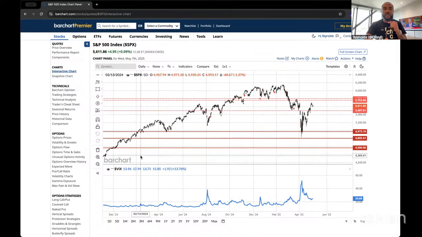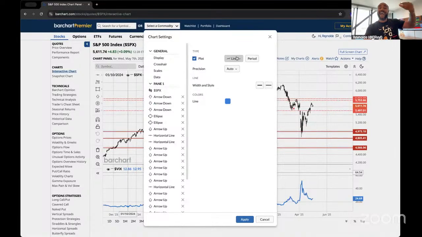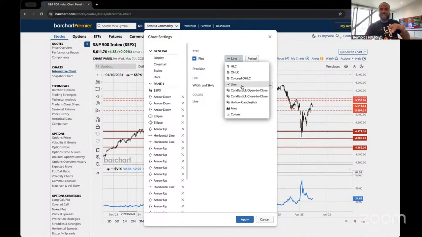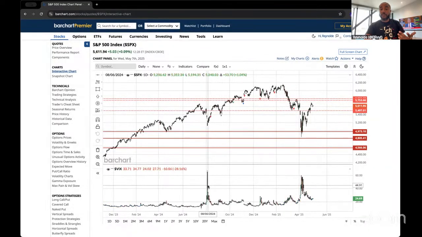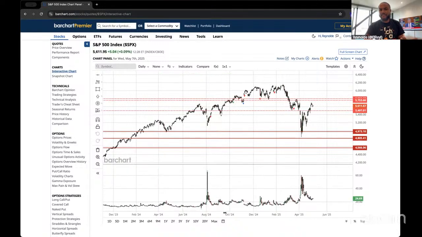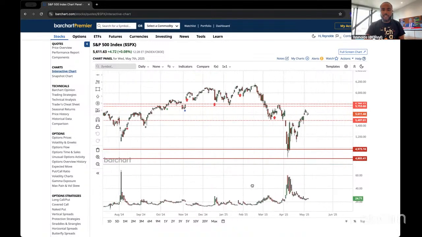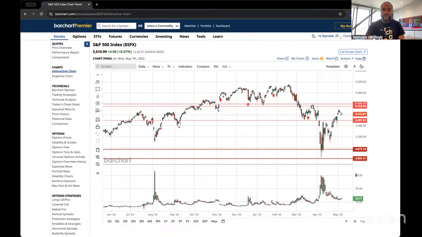Okay, so let me actually put this on candles so that you can see some of the highs that the VIX hit, because with the line, it's only showing you the close, right? But oftentimes in the day, price could have spiked much higher, right? So we want to be able to see that, because now we can see the actual values of when the VIX is spiking higher.